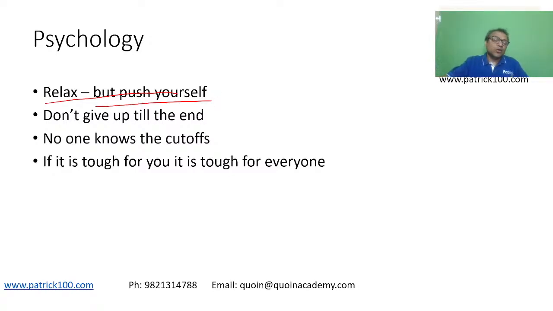The more you relax, the better you'll be able to think and the better you'll be able to solve. But since SNAP has only 1 hour, you need to push yourself in the examination. Try to solve as fast as possible. Don't give up till the end.